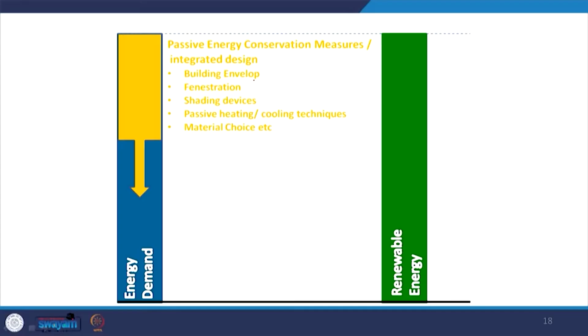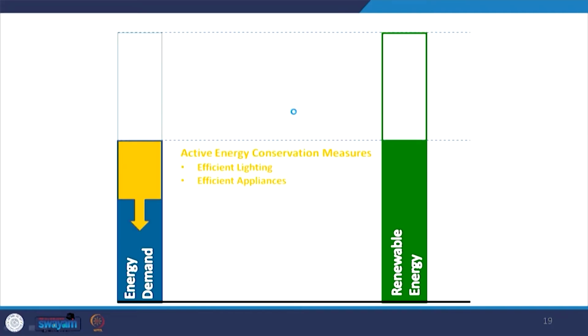First of all, using the passive energy conservation measures which are integrated in the design. So, we talk about the building envelope, fenestration, shading devices, the passive heating and cooling techniques, material choice, etc. All of this we have seen in our discussions so far. So, we reduce the amount of energy consumed, we reduce the energy demand.